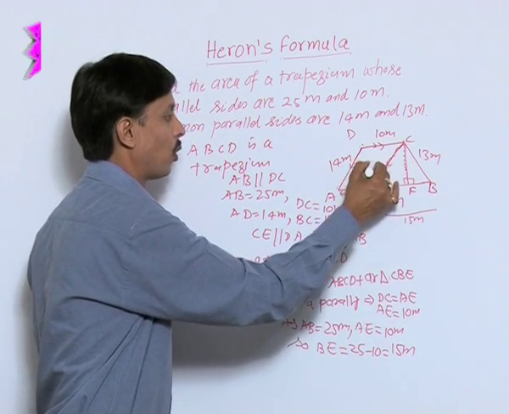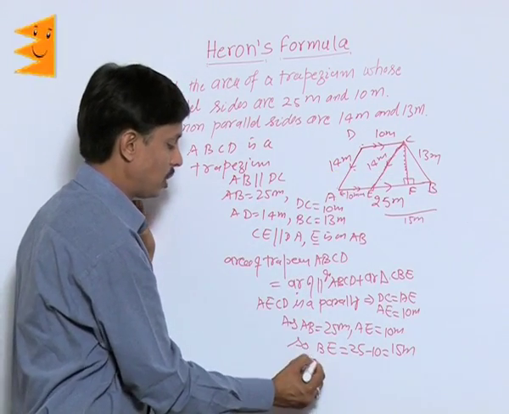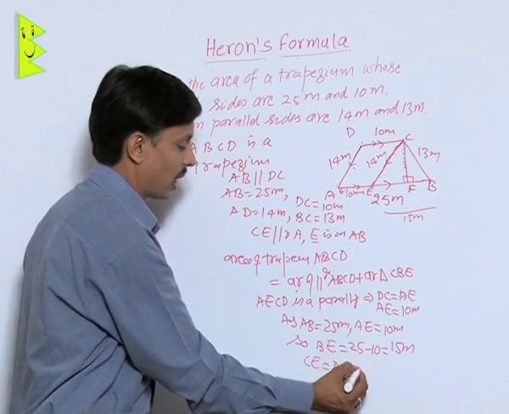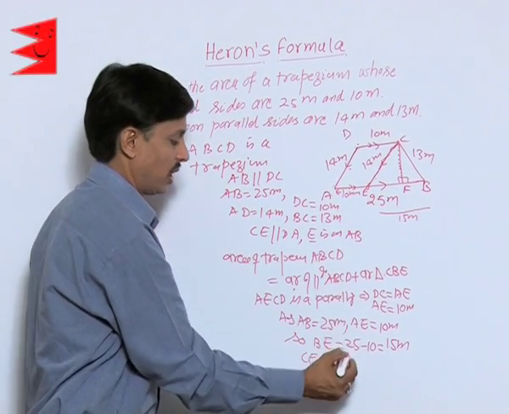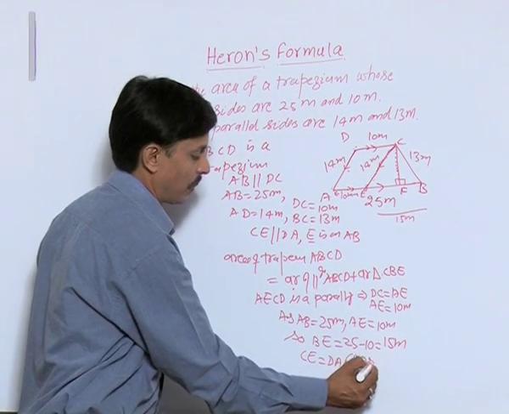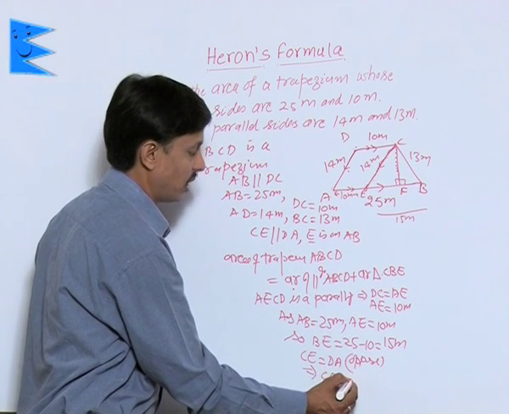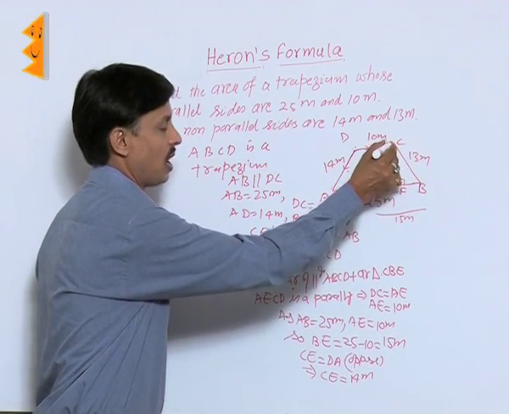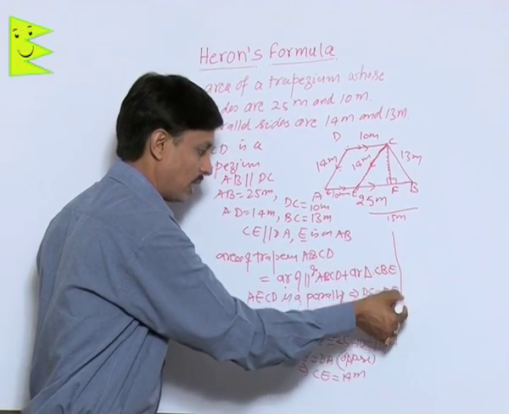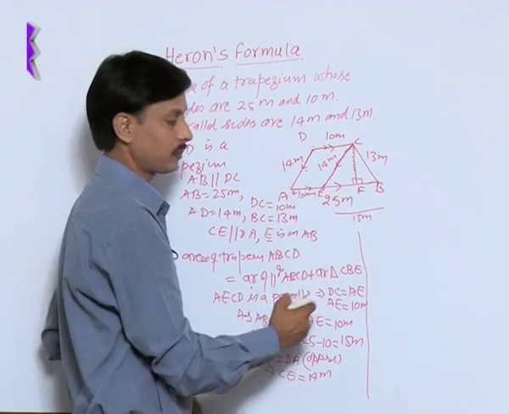This length will be 14 meter. Why? Opposite sides of a parallelogram. I can say CE is equal to DA. DA is mentioned as 14, so this implies CE is equal to DA. Why? Opposite sides of a parallelogram. So length CE will be equal to DA, equal to 14 meter. I am talking now about triangle CEB. I am calculating the area of the triangle CEB here.